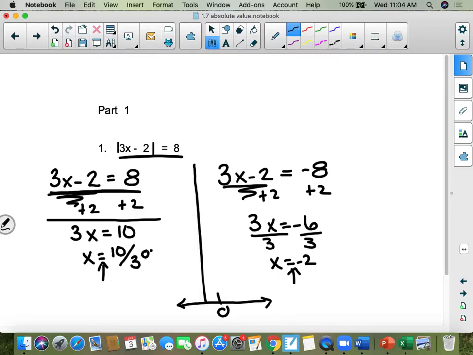10 thirds is the same thing as 3 and 1/3. If you take 10 and divide it by 3, you get a little over 3. So 10 thirds is over on this side, and a negative 2 is on this side. There is no shading because there is no inequality sign. It's just an equal sign. So if you do see an equal sign, just make two closed dots.